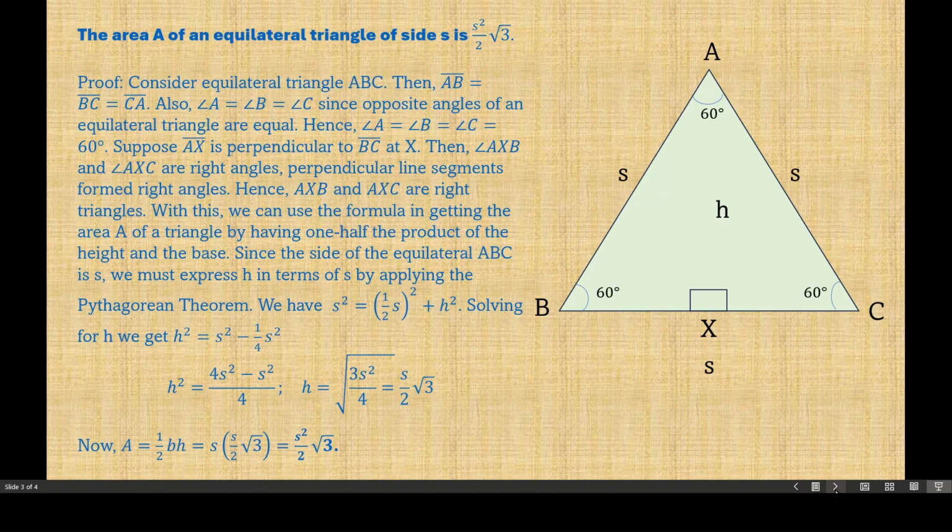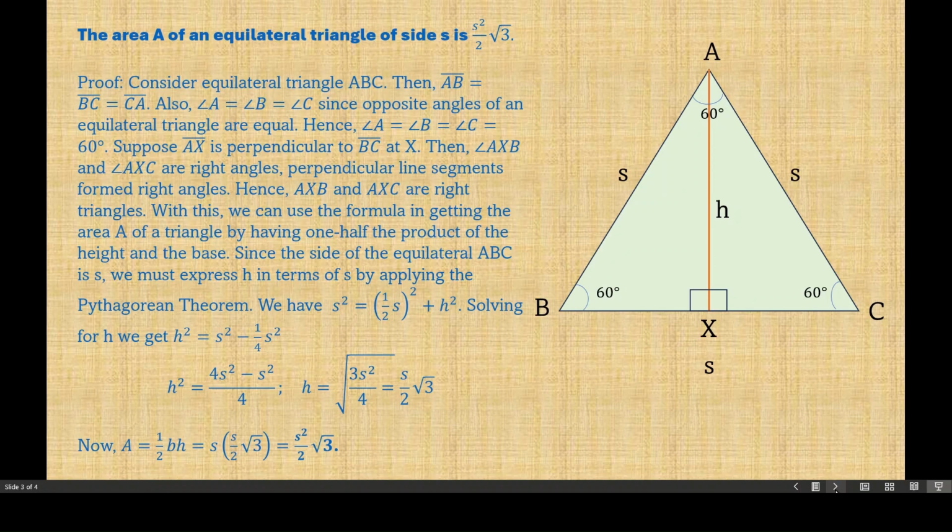Suppose line segment AX is perpendicular to line segment BC at X. Then, angles AXB and AXC are right angles, since perpendicular line segments form right angles. Hence, AXB and AXC are right triangles. With this, we can use the formula in getting the area A of a triangle by having 1/2 the product of the height and the base.